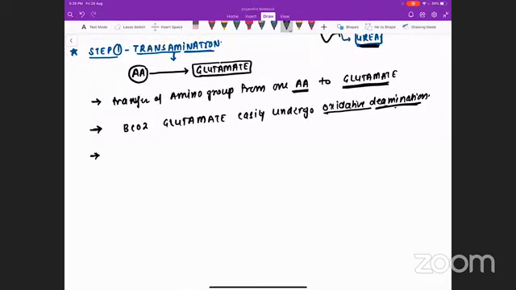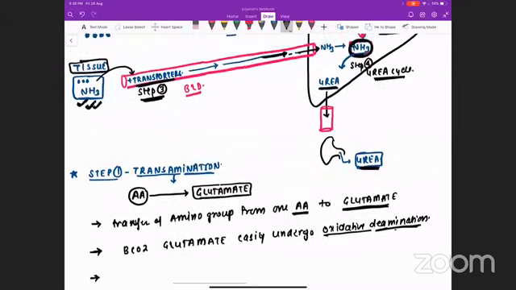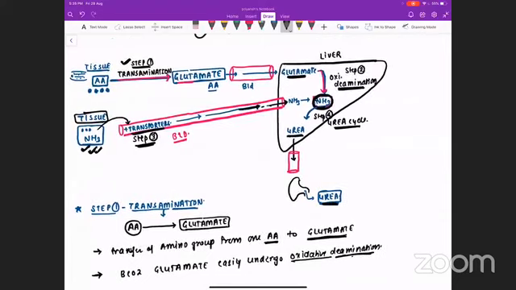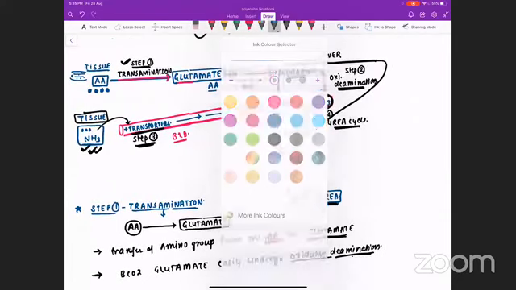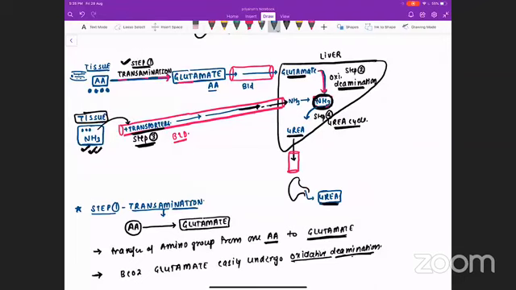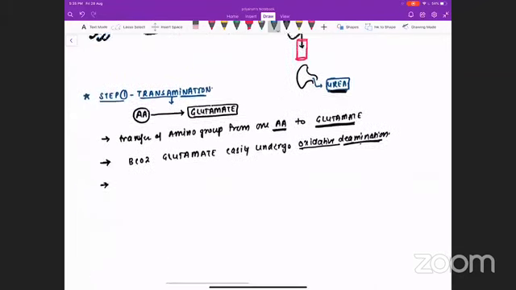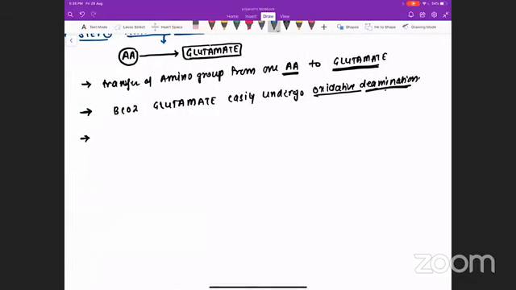If they ask whether this transamination reaction is occurring in the tissue or in the liver, by looking at the diagram, you can easily identify that the transamination reaction is occurring at the tissue level. So I'm writing this statement here. Transamination occurs in all the tissues. Basically, this reaction is occurring at the tissue level.